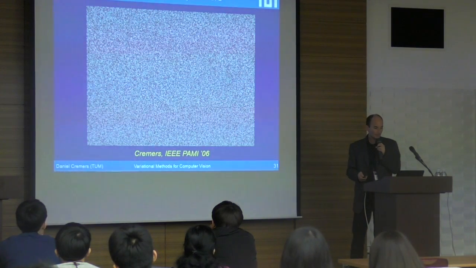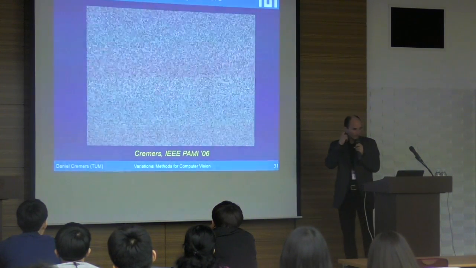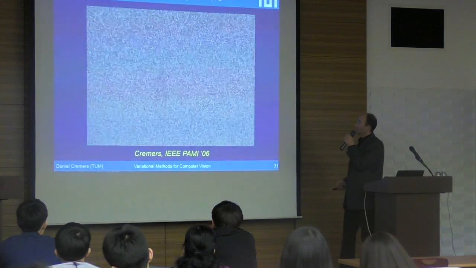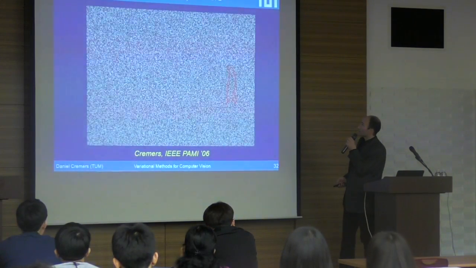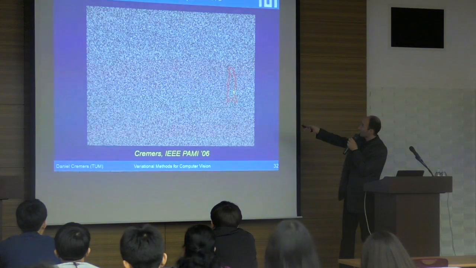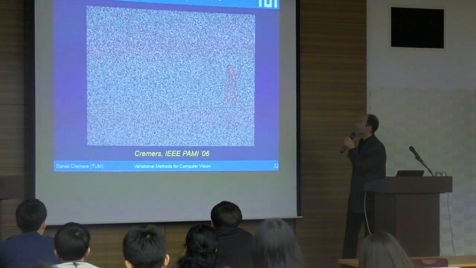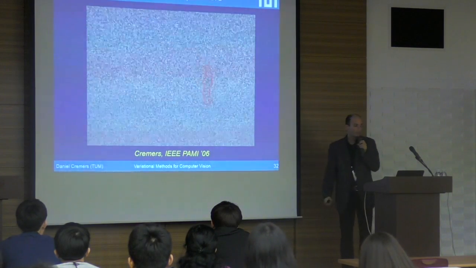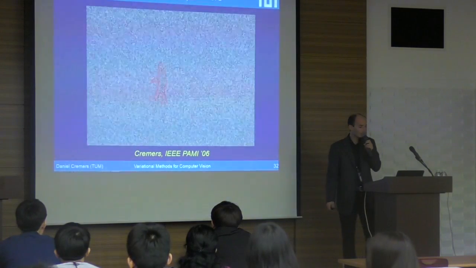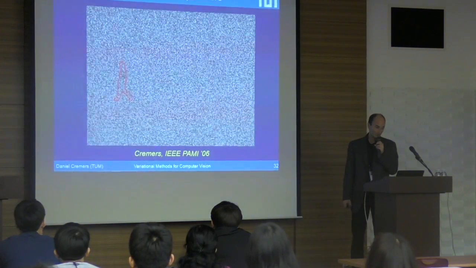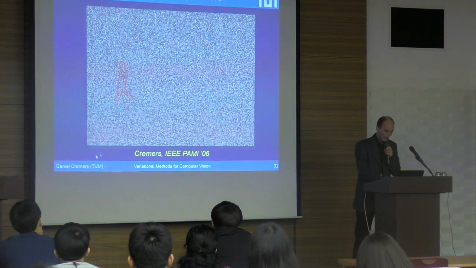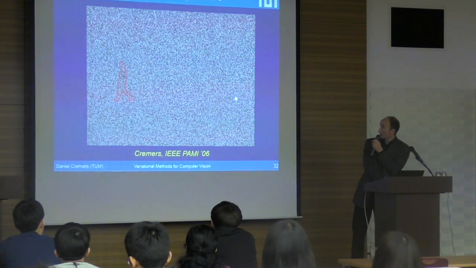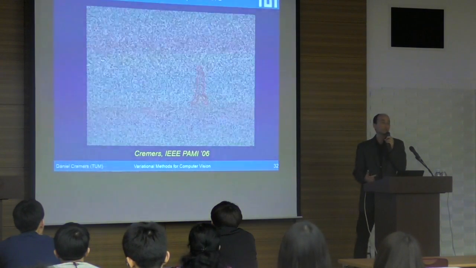We can use that as a shape prior, and so for the sequence that I showed you before, we have to initialize. So on the first frame there's some overlap with the true segmentation, and then once we run the segmentation frame by frame, this is what we get. So you can see we can reliably track that person despite substantial noise.